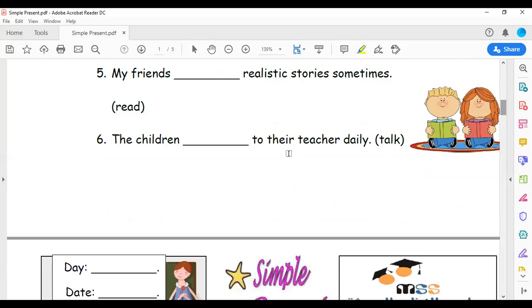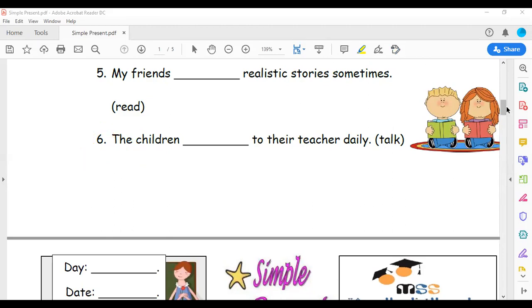Okay, so number 6 is a homework. Done. So this one is a homework for you. Number 6. Okay, this is a homework. The children to their teacher daily. So we look at the subject, the children. Remember, children is what? Singular and plural. And what do you do to the verb? Done. This is your homework.